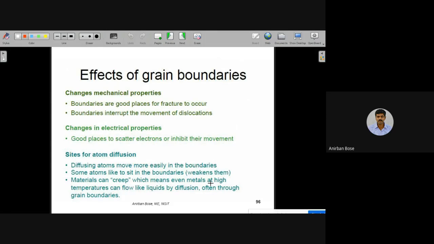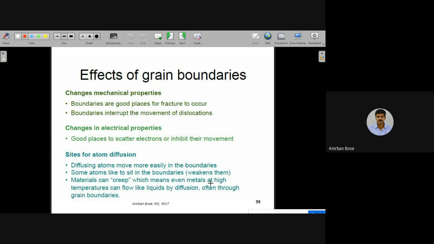So when the dislocation tries to move within the slip plane, within the material, and interacts with the grain boundaries, definitely the grain boundary interacts, because a grain boundary is basically a region of strain fields created because of the defects. Similarly, it also happens for the electrical properties, and one of the very important applications we'll discuss later on again, and that is the region of the grain boundaries.